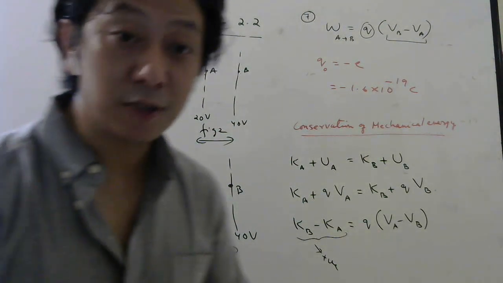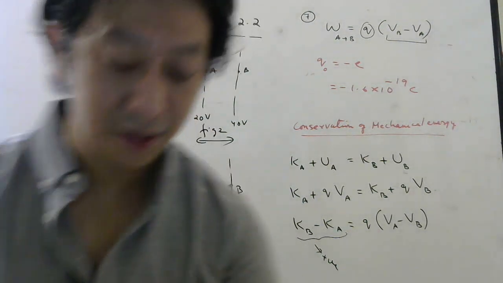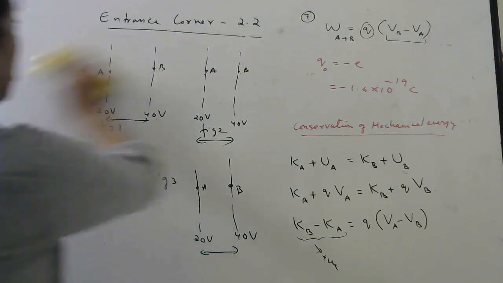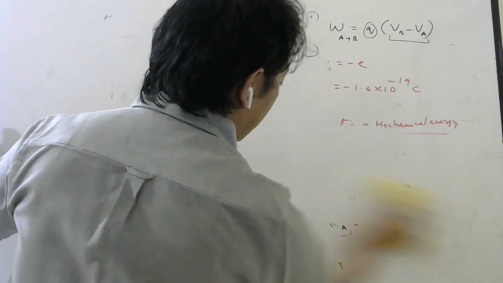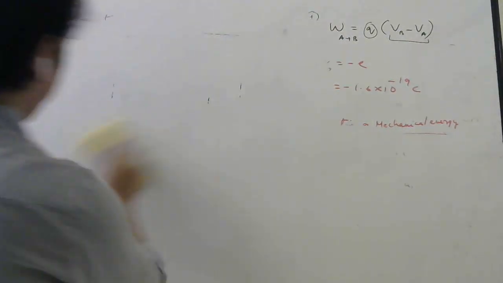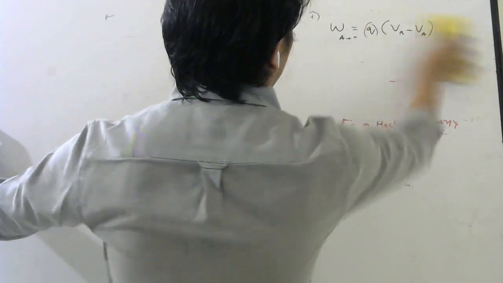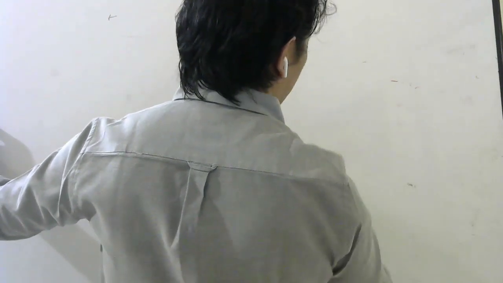This is actually from NCERT exemplar textbook. Okay, students. So this completes entrance corner 2.2. Next video we will be starting electrostatics of conductor. Electrostatics of conductor. Very very important topic, not chapter, topic, and it will be very useful for solving many questions.